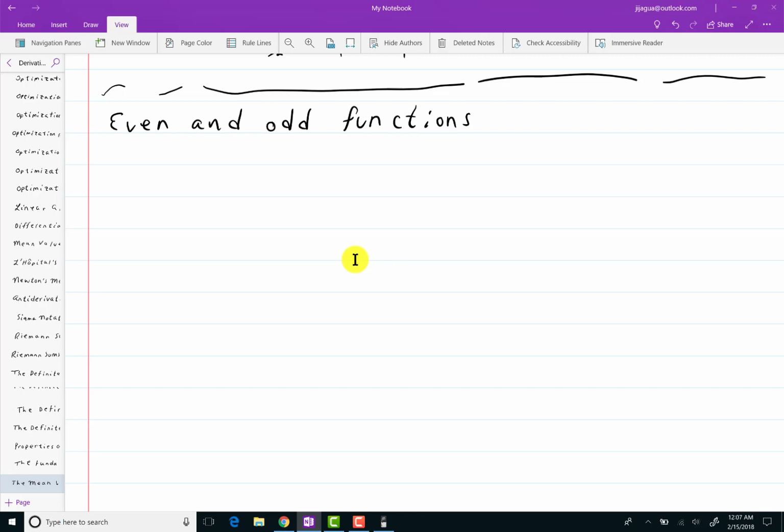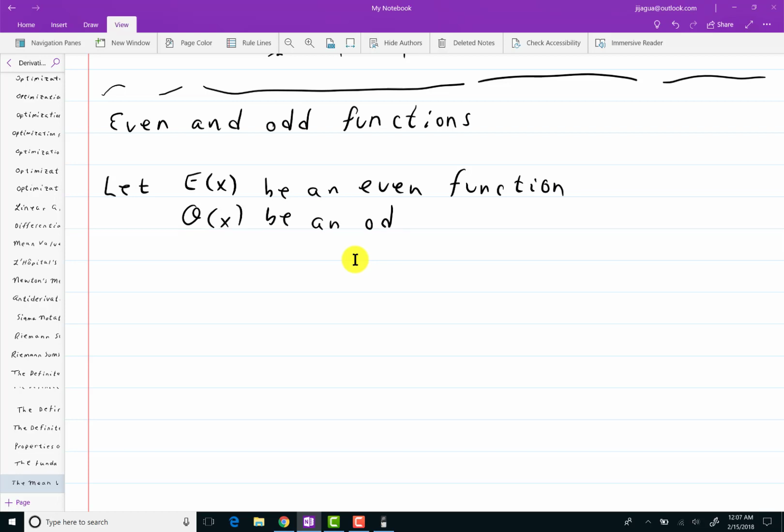And I'm going to let capital E of x be an even function, and I will let script O of x be an odd function. Throughout what I do here, I'm going to use that. It shouldn't really be a surprise when I write any of these things. What do we know about even and odd functions?